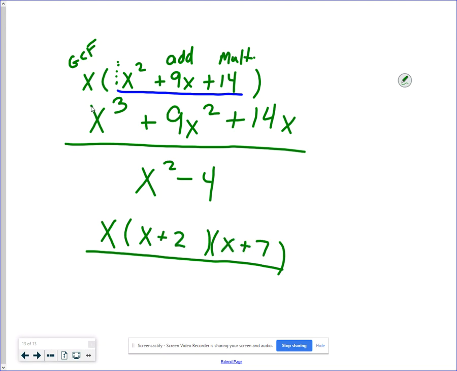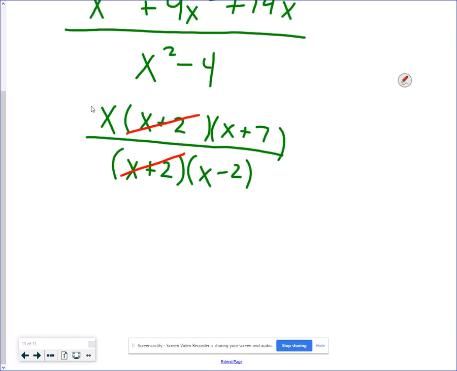So the top, the numerator, factors to 3 factors. The bottom is the difference of perfect squares, so it factors to x plus 2 and x minus 2. Now, what factors do they have in common? X plus 2 and x plus 2. So let's mark those out. So the final answer will be x times the quantity x plus 7 over x minus 2.